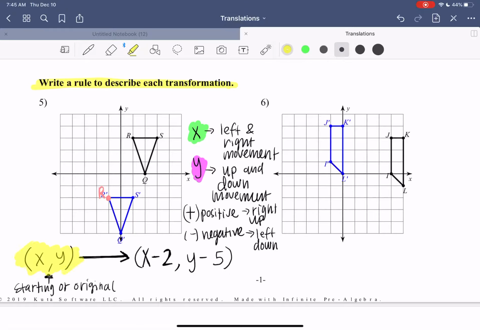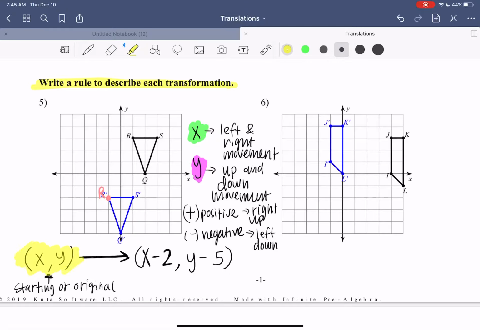So let's take this S. According to our rule that we wrote, we know that we have to move 2 on the x-axis, and we're moving to the left because it's a negative. We're going to take this S and move it to the left, but we're not in the S prime location, so now we're going to look back at our rule. We're going to move 5 down on the y-axis. So let's take this S and move it 5 down. 1, 2, 3, 4, 5. Okay, we made it to our S prime location, so now it's an S prime.